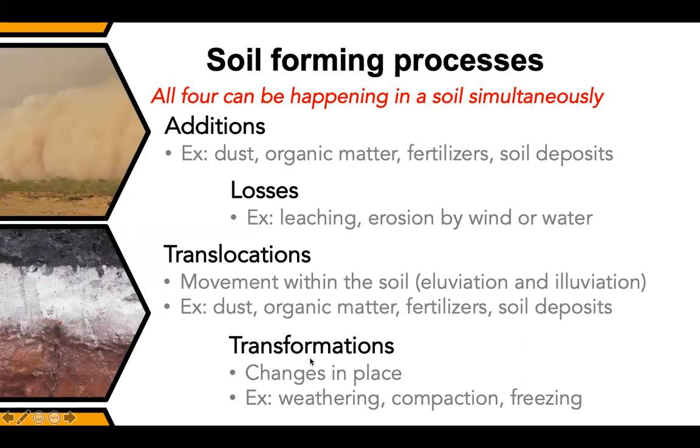Similarly, things like clays can be deposited and they can leach out of the soil, and they can also just move down deeper into the soil profile, or they can change entirely into a different form of clay. Remember, it can go from 2-to-1s to 1-to-1s to iron and aluminum oxide. So all 4 of these soil forming processes can be happening in the soil simultaneously and at different places within the soil profile.